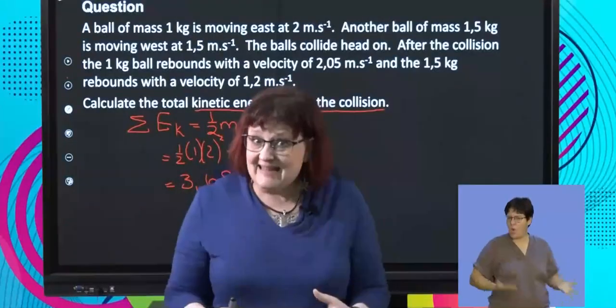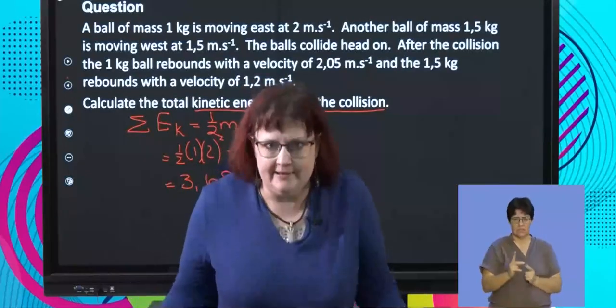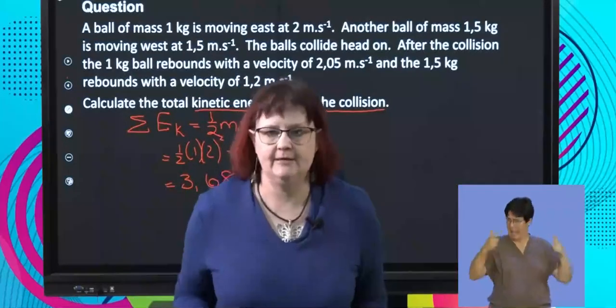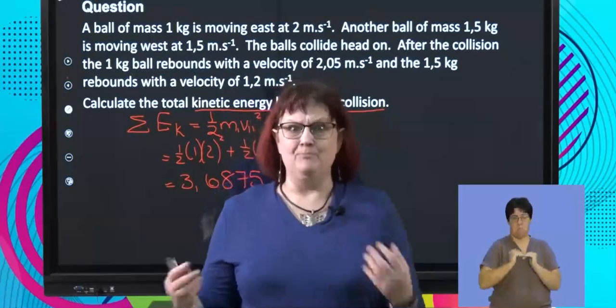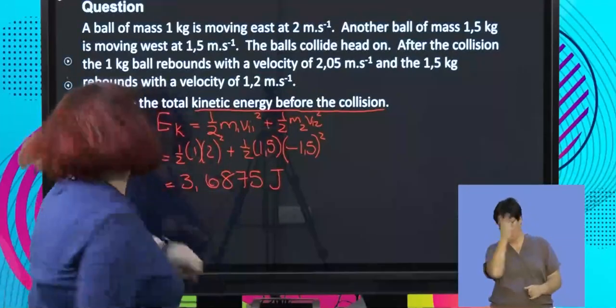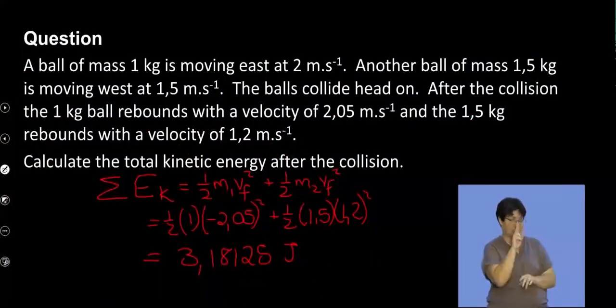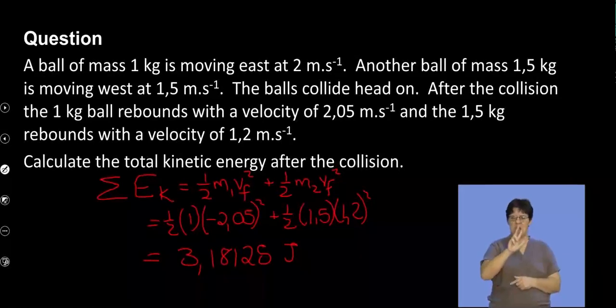Okay. Now, how did I know I'd made a mistake? Because it collided, not exploded, and the kinetic energy got bigger. Not going to happen in a collision. It's not possible, okay? And it's a big difference. So I knew there was a mistake, and it's important that you see that. So then it went to 3.1825. So now it's got smaller. Not by much, but it got smaller. We're okay with that.